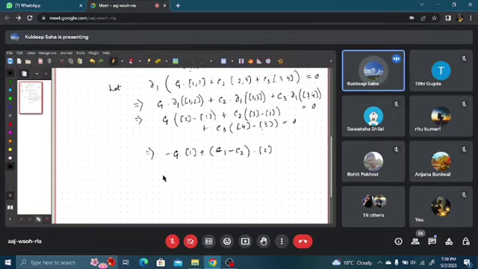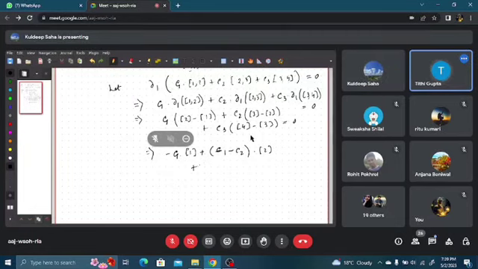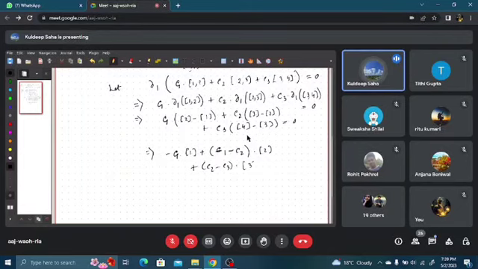What is the coefficient of 3? From here I have C2, and from here minus C3. So C2 minus C3 times 3. And then 4 has only one coefficient, right? C3 times 4 is equal to 0, right?